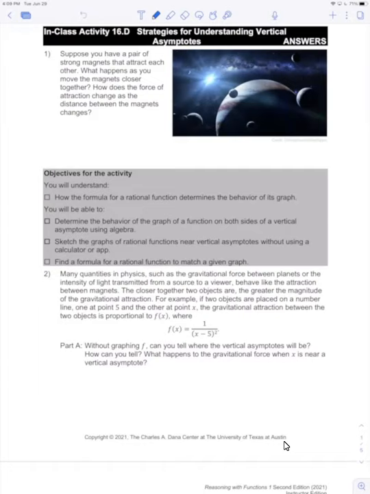Part A, without graphing f, can you tell where the vertical asymptotes will be? How can you tell, and what happens to the gravitational force when x is near a vertical asymptote? Well, just by inspection, we can see there's a vertical asymptote at x equals 5, because x equals 5 is a 0 of the denominator of the function f, but it's not a 0 of the numerator. The gravitational force becomes very large as x approaches 5. Okay. Let's go on to part B.